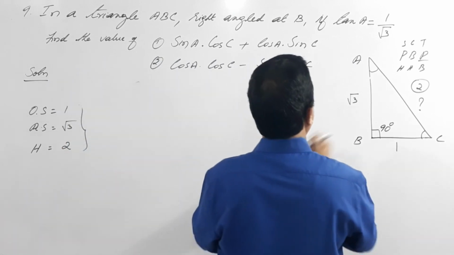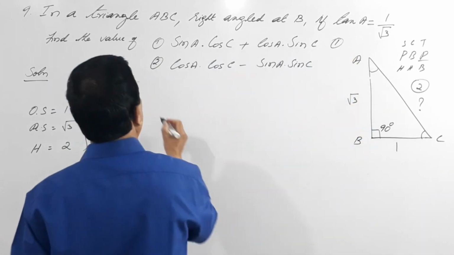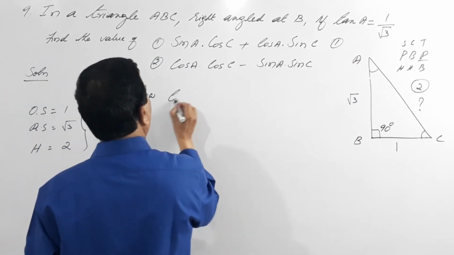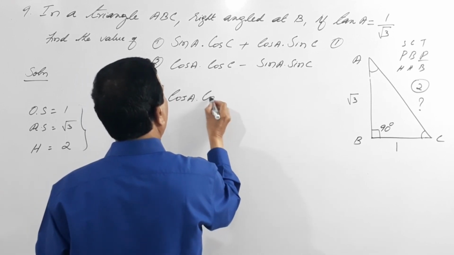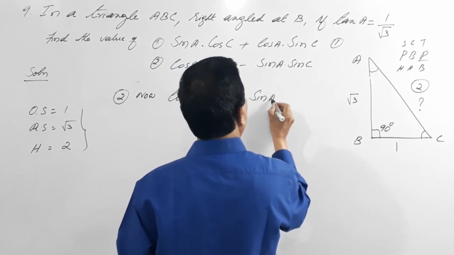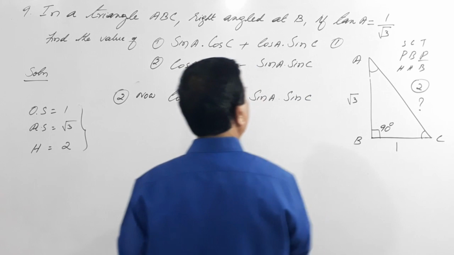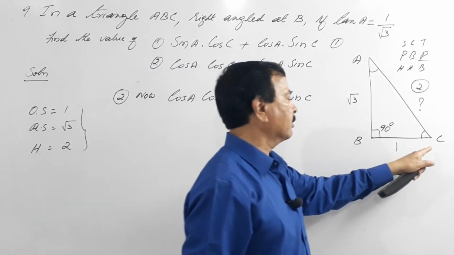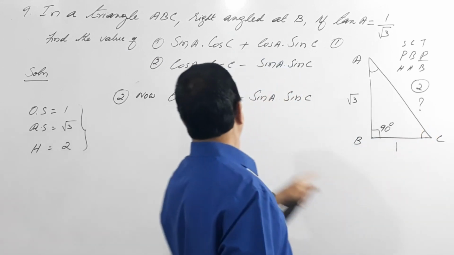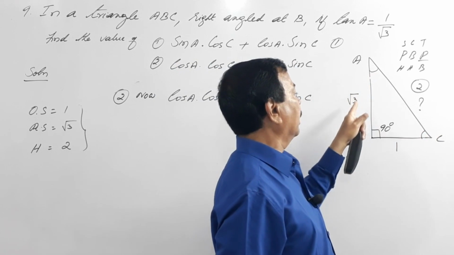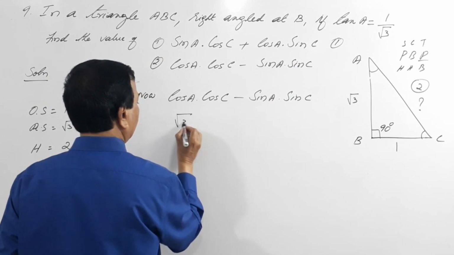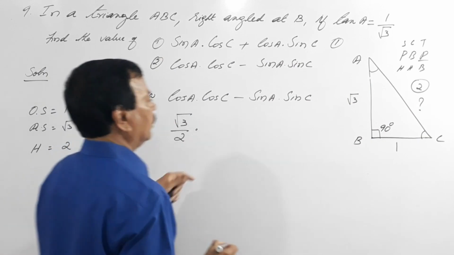So the value for this was what? Answer was 1. Now that is 2. What is it? Cos A cos C minus sin A sin C. What is cos A? Refer this. Cos A is adjacent by hypotenuse. Cos A, that is adjacent by hypotenuse, that is root 3 by 2 into cos C.